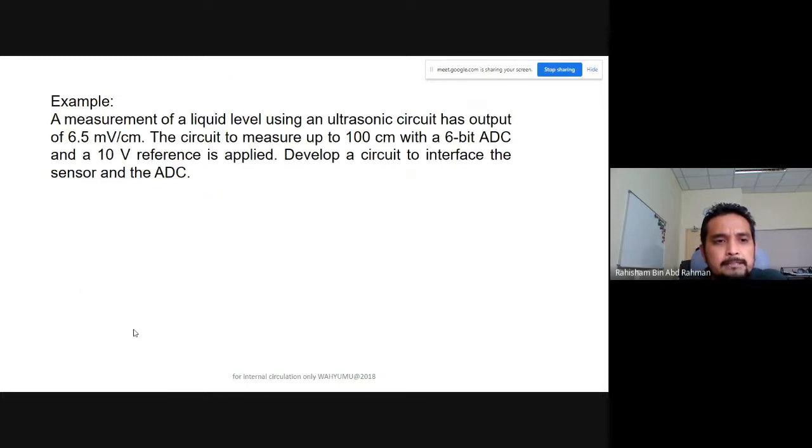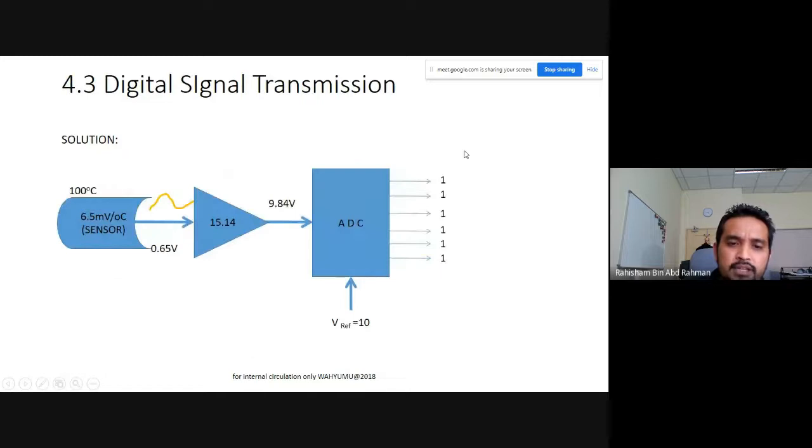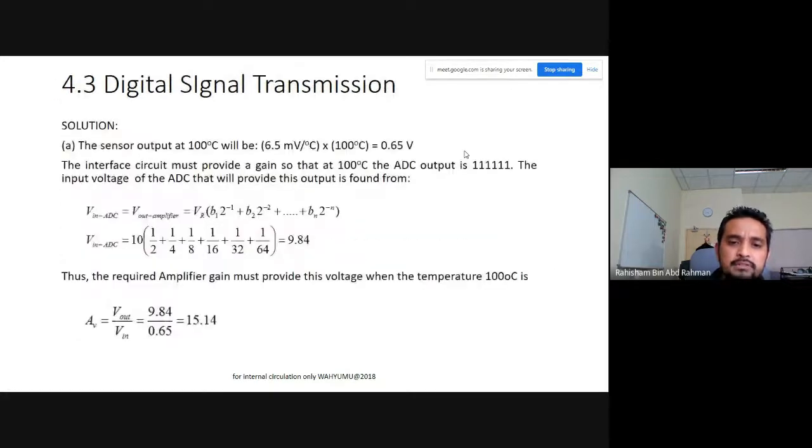Then, a measurement of liquid using ultrasonic has an output of 6.5 millivolts per centimeter. The circuit to be measured is 100 centimeter with 6 bit. It's mentioned here, 6 bit. If 6, you just use 6. How about if 4? If 4, we just use up to 4, which is in this value 1, 2, 3, 4. Only these 4. If 6, we just use 6. If 8, we add some more, up to 8 values.